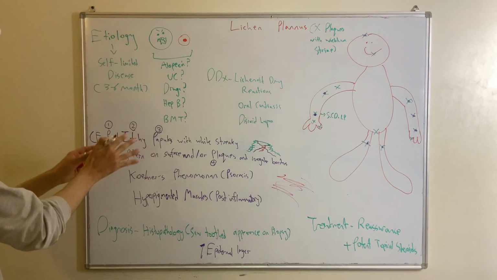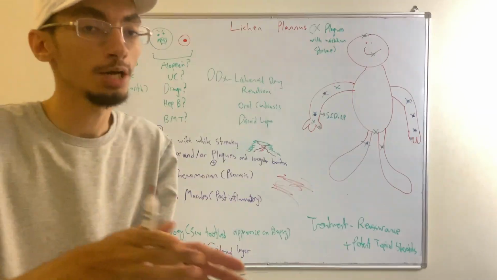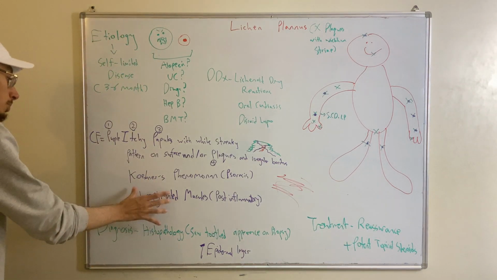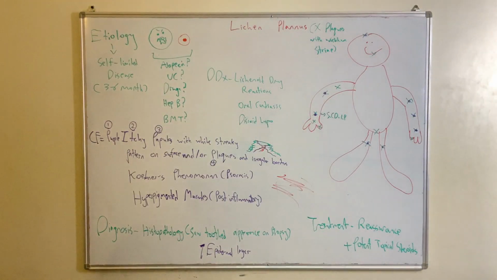So initially, it may begin as papules. Papules may progress to plaques, and then eventually, once the inflammation subsides, a papule and a plaque can appear in the form of hyperpigmented macules, multiple hyperpigmented macules, okay?